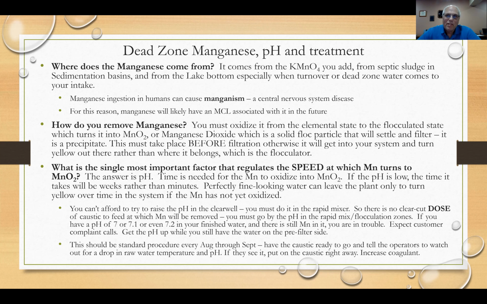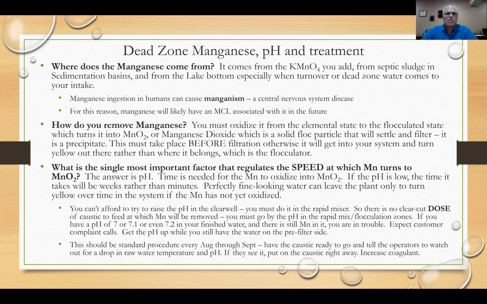Do not keep the pH down around 7.69, 7.71. It's too low. Don't even go to 7.2. Make sure you get it up to 7.5. A good rule of thumb would be in the last stages of the flocculator, you should still have a 7.5 pH. If you do, I guarantee you that manganese that's in the water is going to be oxidized, assuming you've added enough chlorine. You can expect customer complaint calls if you keep that pH down around 7 or 7.1 or 7.2. Get the pH while you still have the chance.